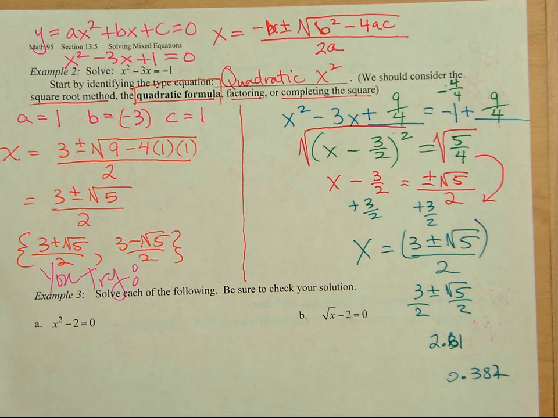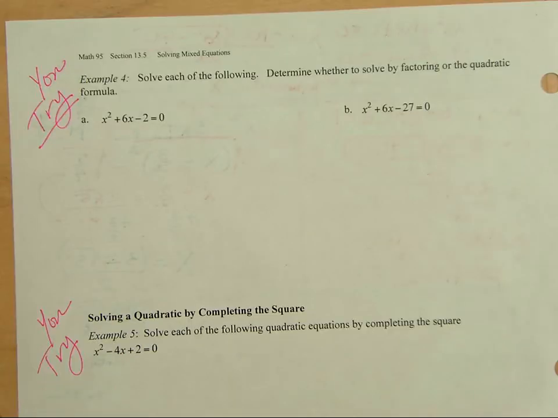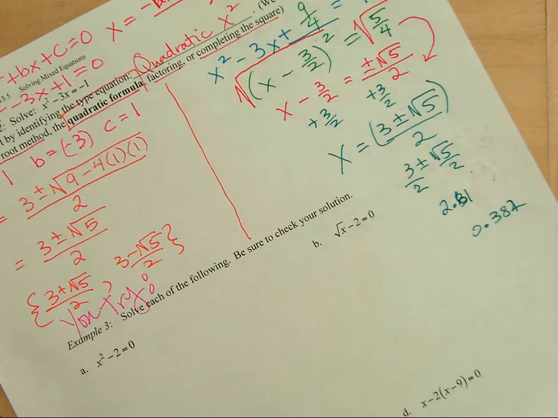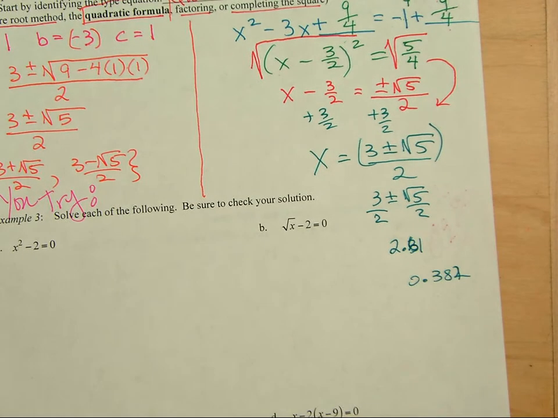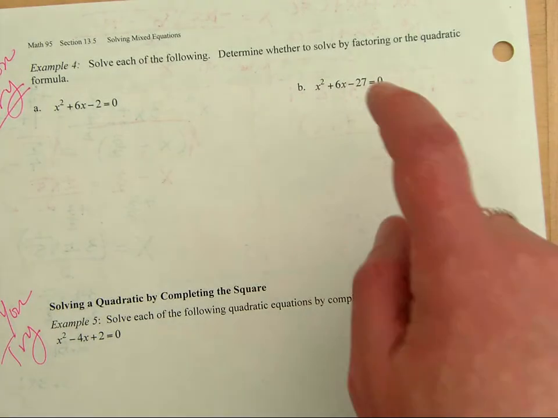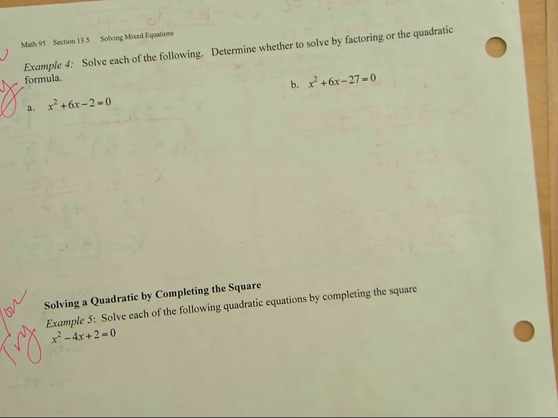So let's have you guys try a few of these examples. You have several problems to try, so you can start with example 3, try some of those problems, and then example 4, 5, 6. Actually, we'll do another completing the square in just a moment. So try some of those, and then we'll come back together.